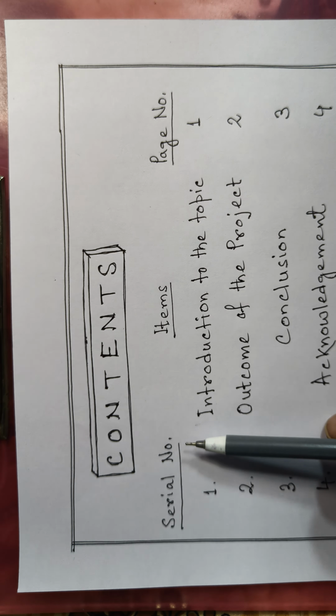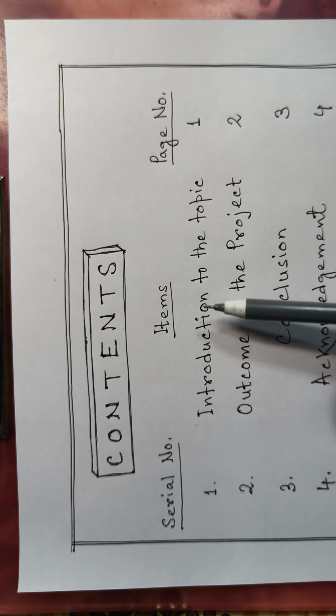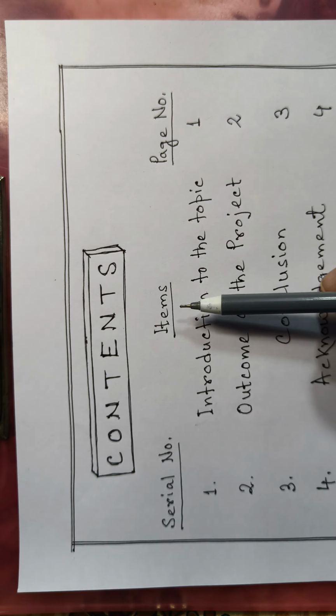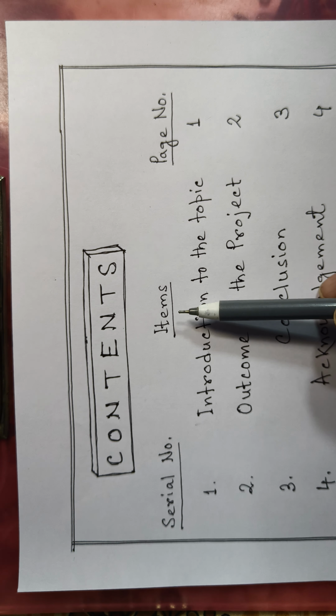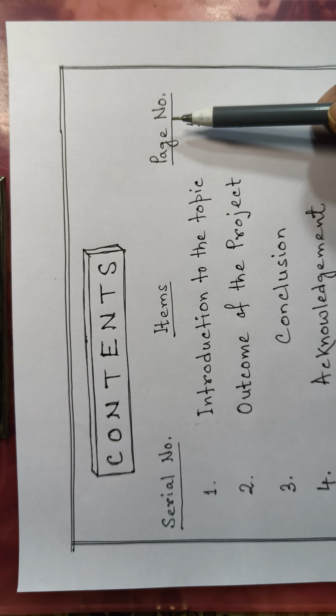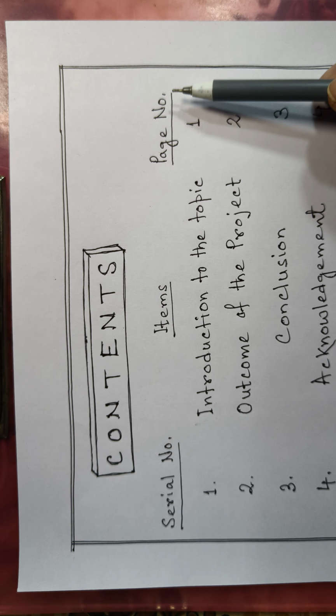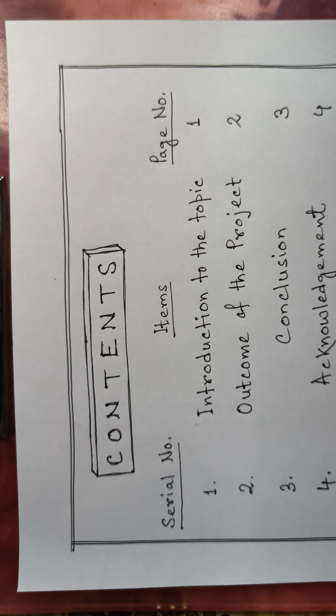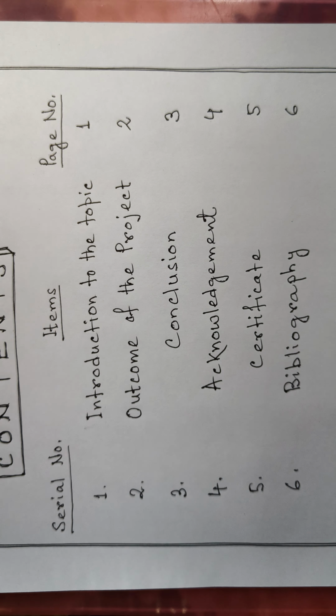In the first column, write serial number. In the second column, write items or contents. And in the third column, write page number. Now start writing the contents in proper order.